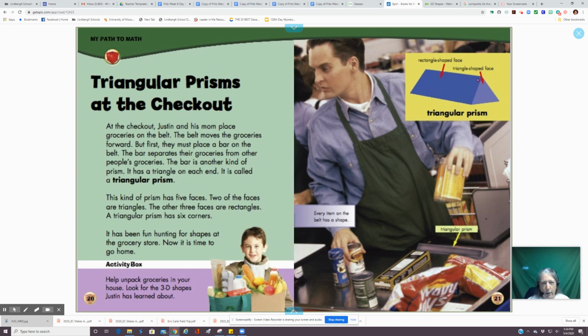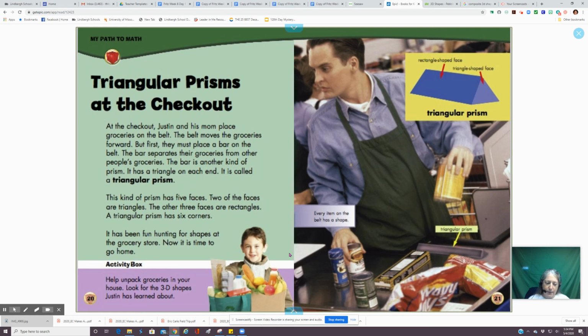This is kind of a weird thing to look at with your eyes, but in the middle here, it actually makes a rectangle. You have to look carefully, though, because it makes you think it's a triangle. A triangular prism has 6 corners. It has been fun hunting for shapes at the grocery store. Now it's time to go home.